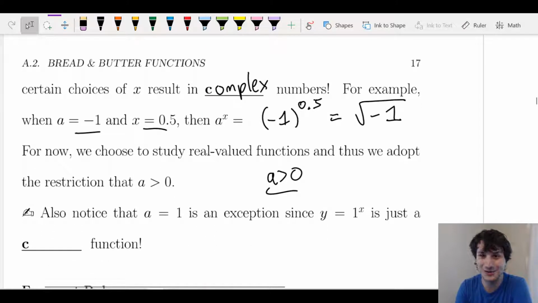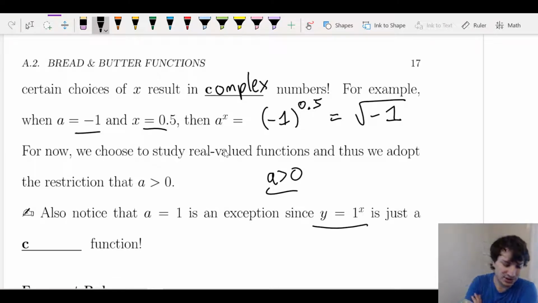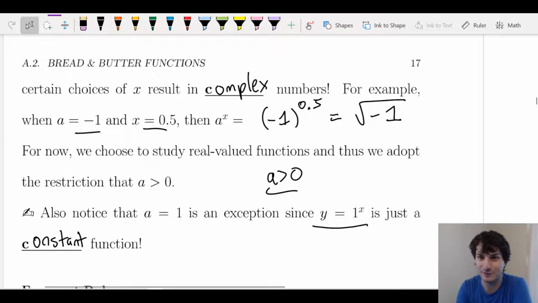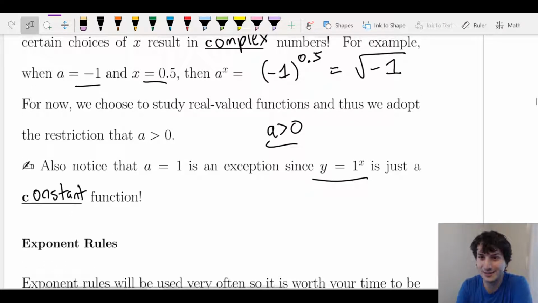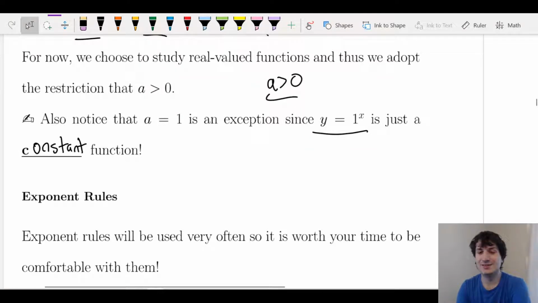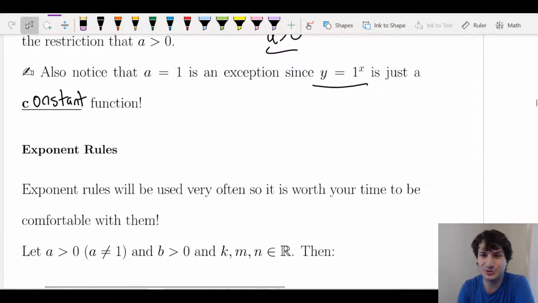Okay, and also look, this exception I mentioned is also mentioned here. A equals 1 is an exception since y equals 1 to the x is just a constant function. Okay, good. So that's about the graph of exponentials. The next important thing to know about them is these algebra rules. So how to manipulate exponentials algebraically.